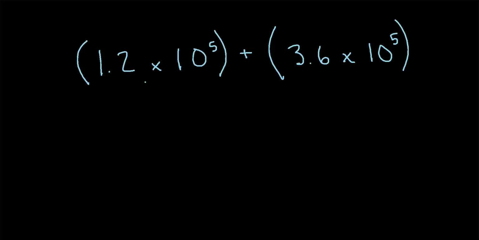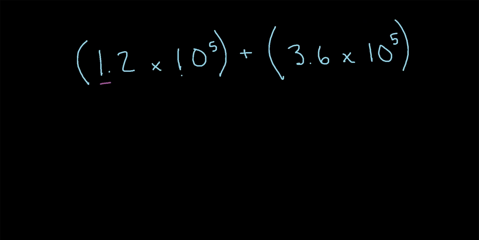We have 1.2 times 10 to the 5th plus 3.6 times 10 to the 5th. So we have 2 numbers in scientific notation and we want to add them together. How can we do that? Well, the trick is we want both of the base 10 numbers, so this 10 to the 5th and this 10 to the 5th, we want them to have the same exponent. So we can see that this one has an exponent of 5, and this one also has an exponent of 5.